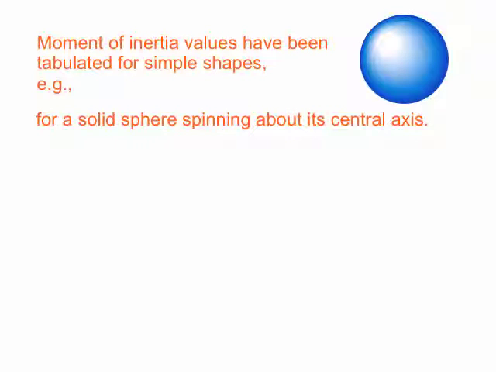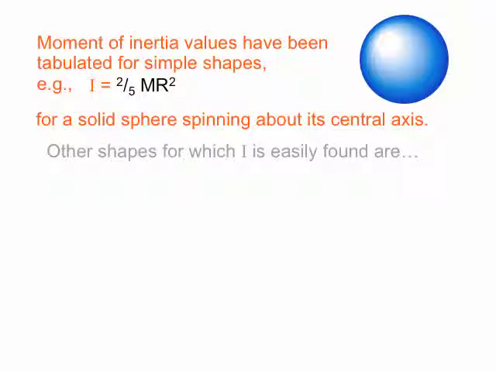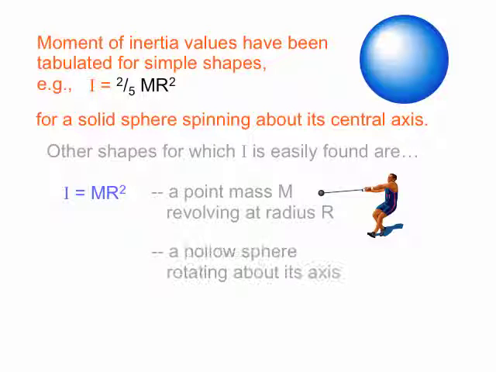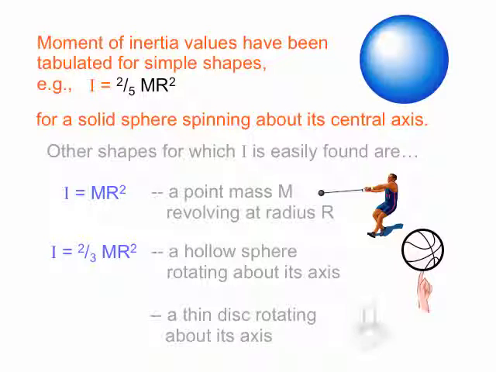All right, the moment of inertia values have been tabulated for simple shapes. For a solid sphere spinning about its central axis, it is 2/5 mr squared. M is the mass, r is the radius. Other shapes for which moment of inertia is easily found are a point mass revolving at radius r, which is I = mr squared. A hollow sphere rotating about its axis, I = 2/3 mr squared. And a thin disk rotating about its axis, like a CD, 1/2 mr squared.